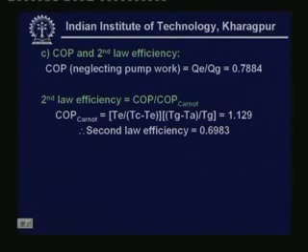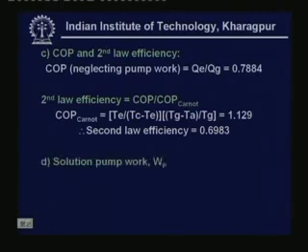Okay. This second law efficiency value is quite high, because here we have assumed the solution heat exchanger to be 100% effective, but in actual practice this may not be the case. Okay. And there will always be pressure drops and all that. As a result, the actual COPs will be a little lower than this.